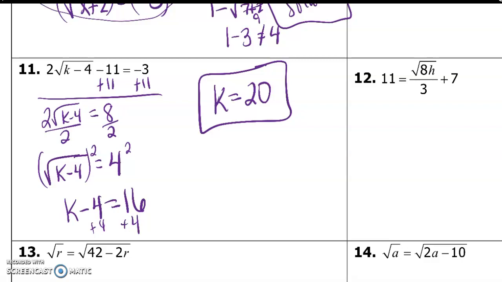So again, you should plug that into your calculator. 2 square root 20 minus 4. Make sure you either end the parenthesis or arrow out of the square root, depending on what calculator you have, before you do the minus 11 to get you -3. And it does work. So your answer is k equals 20.